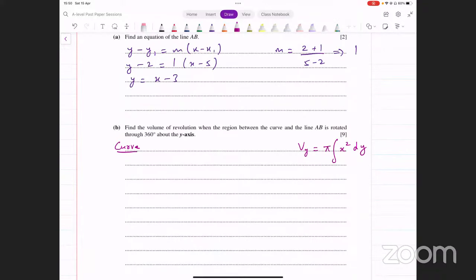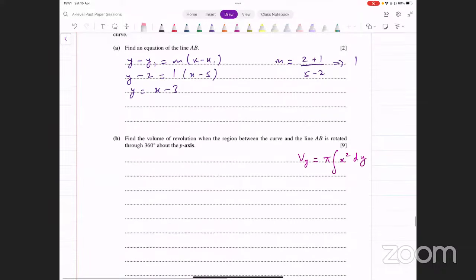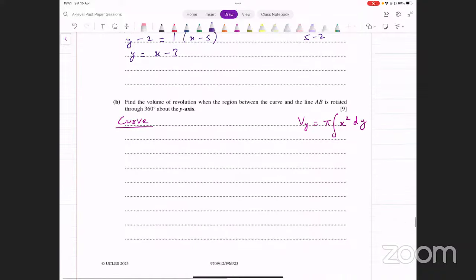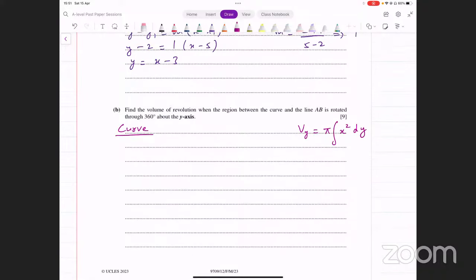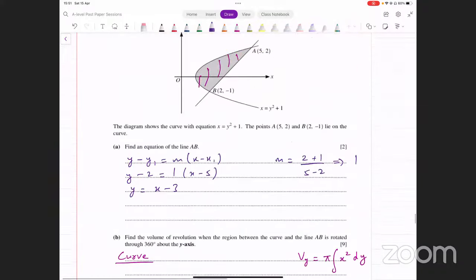Find the volume of revolution when the region between the curve and the line AB is rotated through 360 degrees about the y-axis. Okay. सबसे पहले हम देखते हैं कर्व का क्या करना है. कर्व की इक्वेशन हमें क्या दी हुई है? x equals y square plus 1.